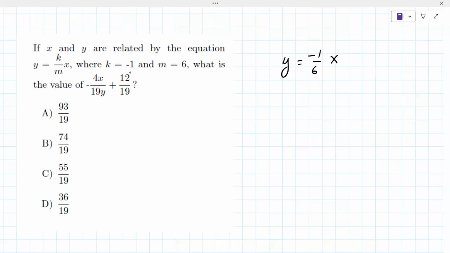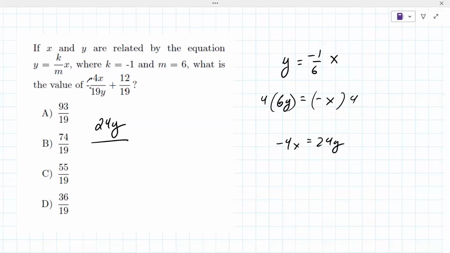If you move some things around, 6y equals -x. Why would you do that? Because you don't always just substitute in for a variable. You sometimes substitute in for a multiple of a variable. So if you wanted to get to -4x, you multiply both sides by 4, and you get -4x equals 24y. So -4x is 24y over 19y plus 12 over 19. The y's cancel, and you end up getting 36 over 19.